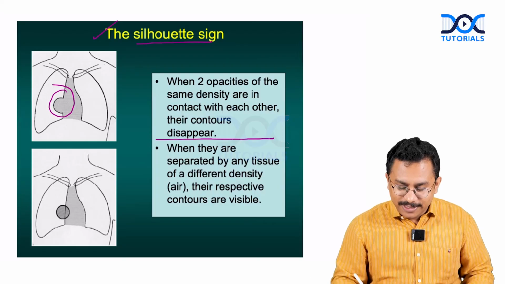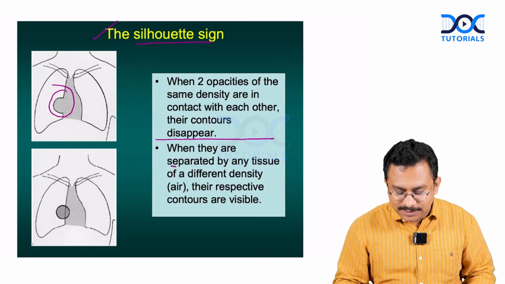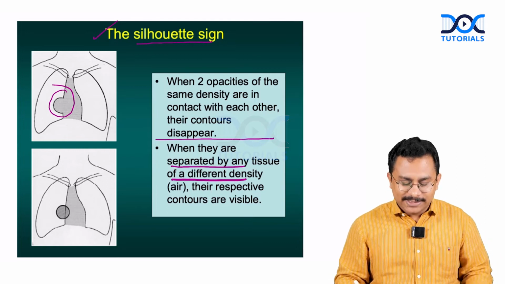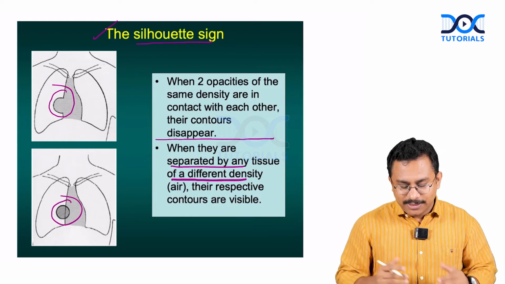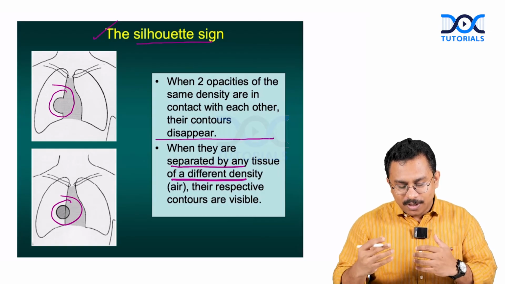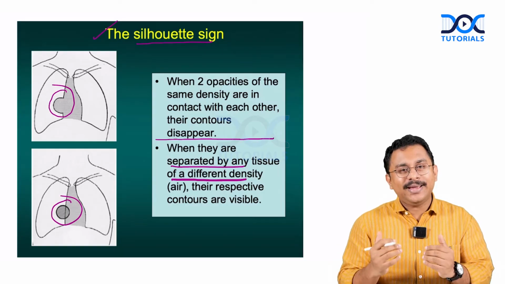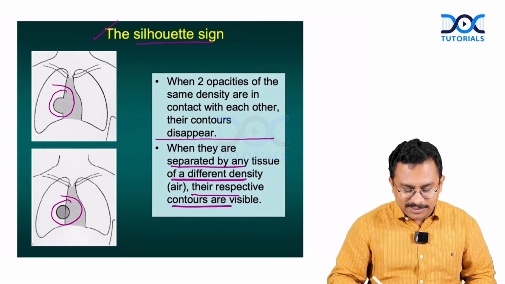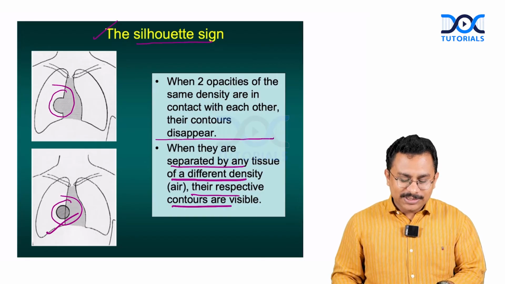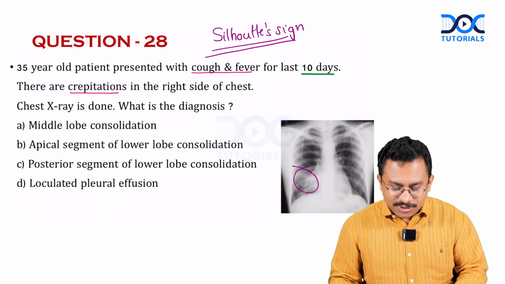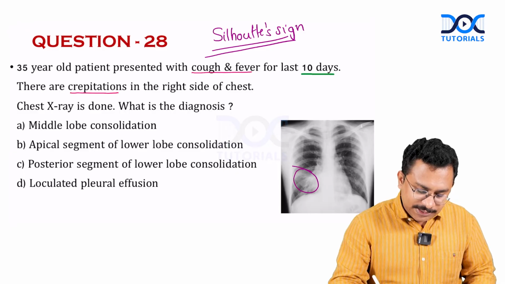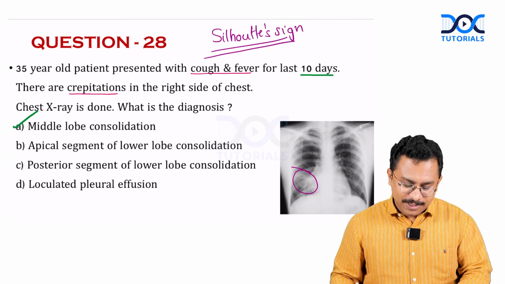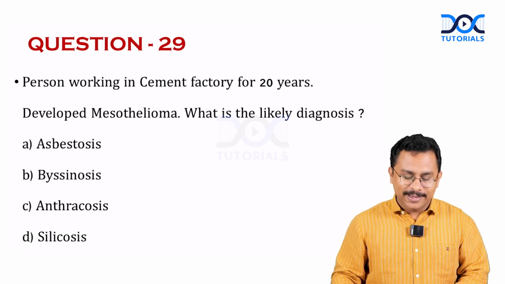On the other hand, when you have two opacities which are separated by a tissue of a different opacity, in this case that you are seeing, there is air surrounding it. So though you can see there are two opacities, they are separated by a tissue of a different opacity like the air. Then their respective contours will be visible, as in this case. So this is a Silhouette sign, the loss of the outline of the right heart border. This is associated with a right middle lobe consolidation. Okay, right. Coming to question number 29.